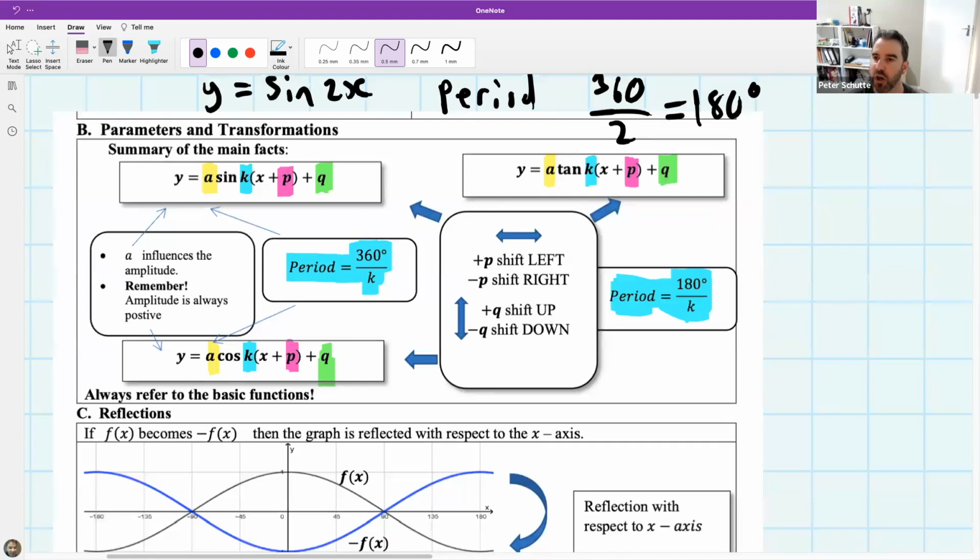Fantastic. Now, what if I said to you, there is a new trig function, and it is tan 3x. What is the new period of the graph y equals tan 3x? What's the period going to be of that graph?